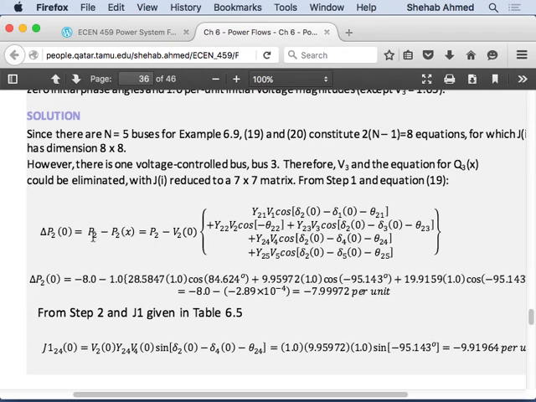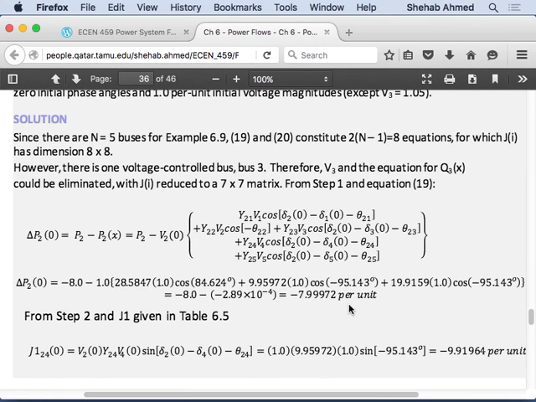Minus 8 is the specified power. Minus 1 is the voltage at bus 2 for iteration 0. Open quotes, and then they have only 3 terms, right? 3 terms because 2 of the admittances were 0. And then they found the answer, V2. I'm not going to substitute, you substitute, okay?